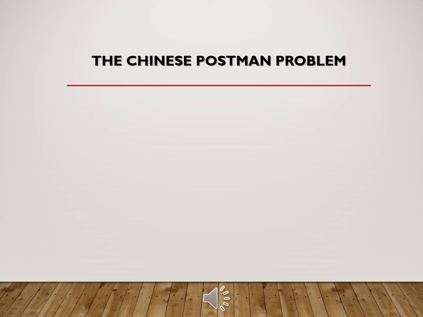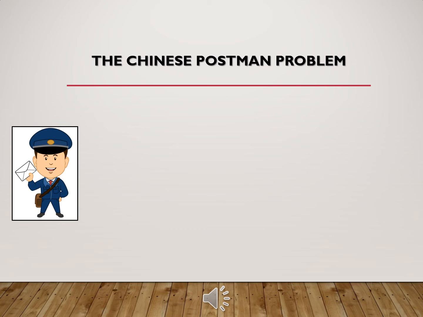Let's now take a look at another problem involving Eulerian graphs. In 1960, a Chinese mathematician named Kwan Mei-Ko introduced a problem where a postman must deliver mail to all of the mailboxes within a neighborhood in the most efficient manner, meaning that he does not use the same path or edge more than once. Yes, this in fact would represent an Eulerian circuit.